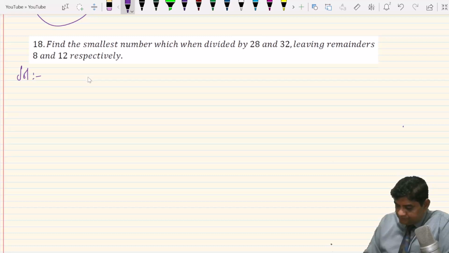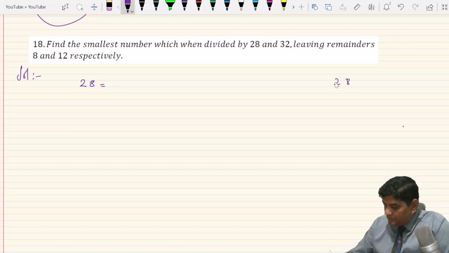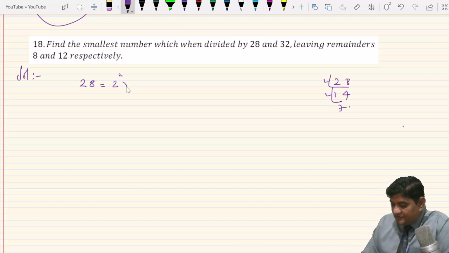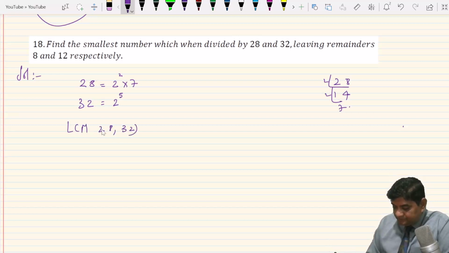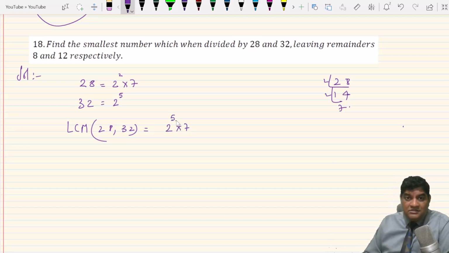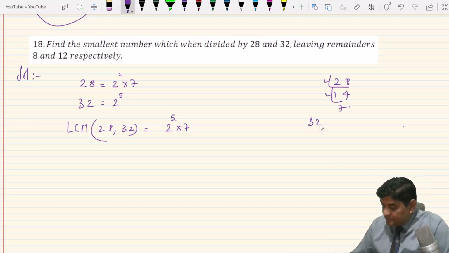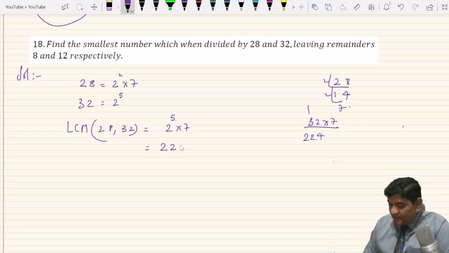So now 28, if I'm factorizing it, I'm going to get 2 1s are 2, 2 4s are 2 7s are 14. So this is 2 square into 7. 32 is 2 to the power of 5. We know this. So the LCM of 28 and 32 is going to be 2 and 7 with the highest powers, which is 5 in this case. So 32 into 7, so I get the number 224.